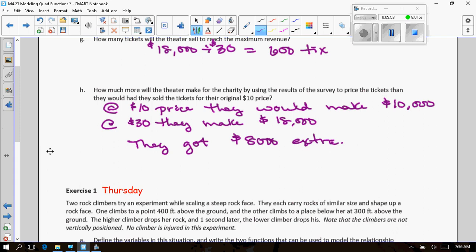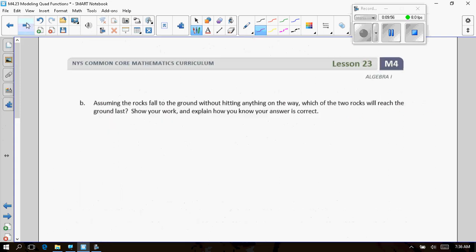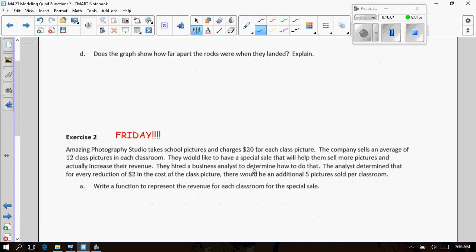All right, jump over the problem we did yesterday, and we're going to go over to the next one, which was exercise 2. Amazing photography studio takes school pictures and charges $20 for each class picture. You've seen the ones in the hall where it's the whole 8th grade class or whatever. The company sells an average of 12 class pictures in each classroom.